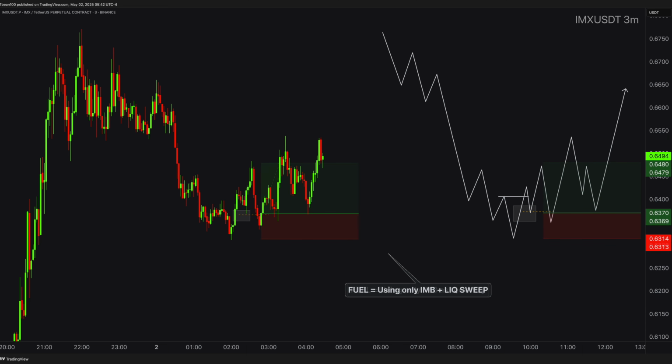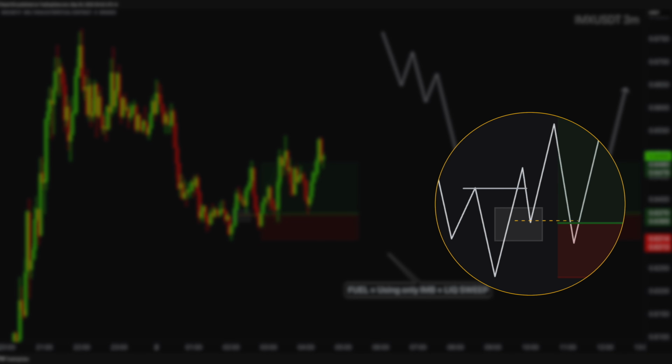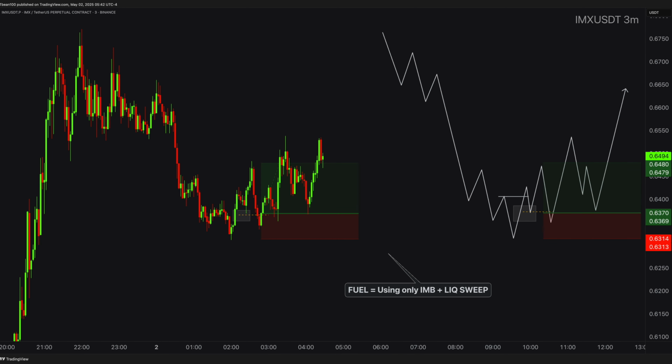The alternative way of entry is using a combination of imbalance and inner liquidity sweep, like in this example. Again, you can use a 2-hour compact setup. And this strategy can actually be used on any type of asset.